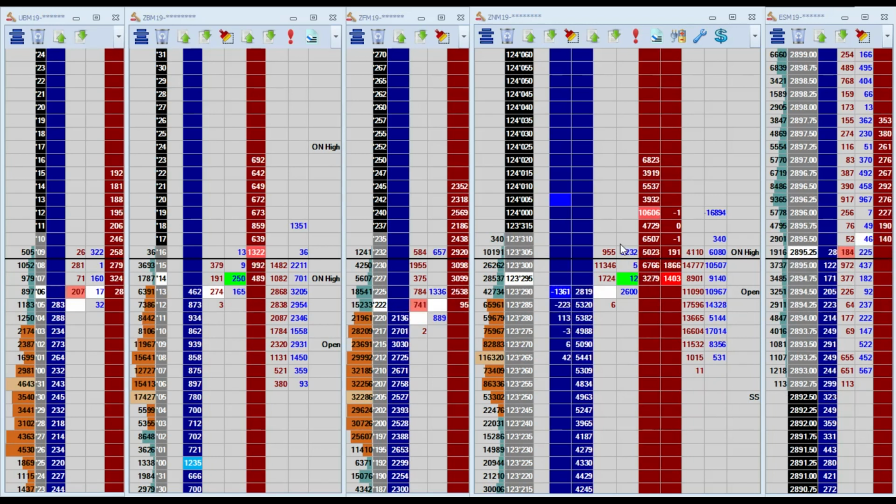At least we know that sellers exist up at this level. Pretty aggressive, in fact. So if we were to push back up, they would likely jump back in and push this hopefully back down to the point of control.